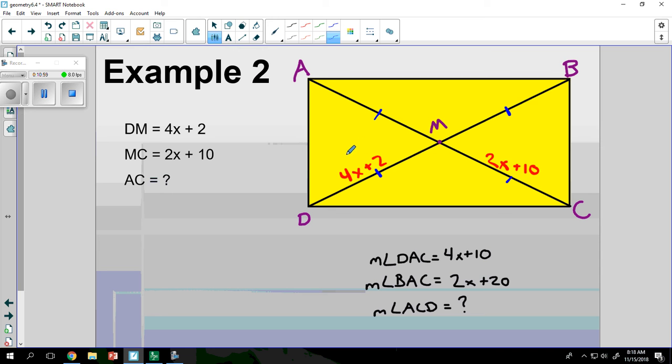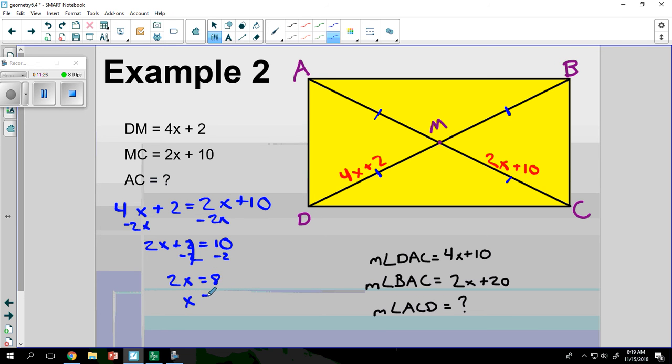Which gives me an equation. If these are the same, I could set them equal to each other: 4x plus 2 equals 2x plus 10. Solving it, move the 2x over. Get 2x plus 2 equals 10. Subtract the 2 over, and 2x equals 8. Divide by 2, and x will be 4.